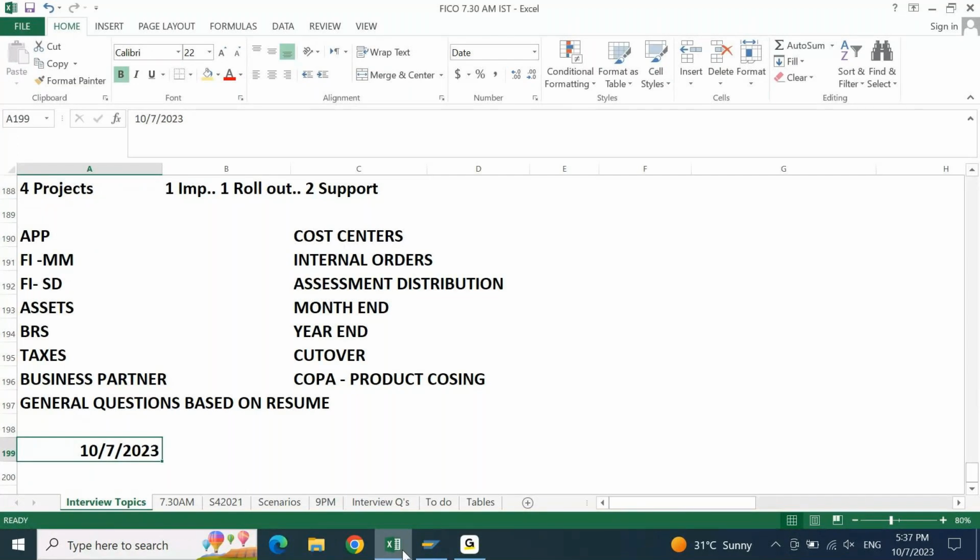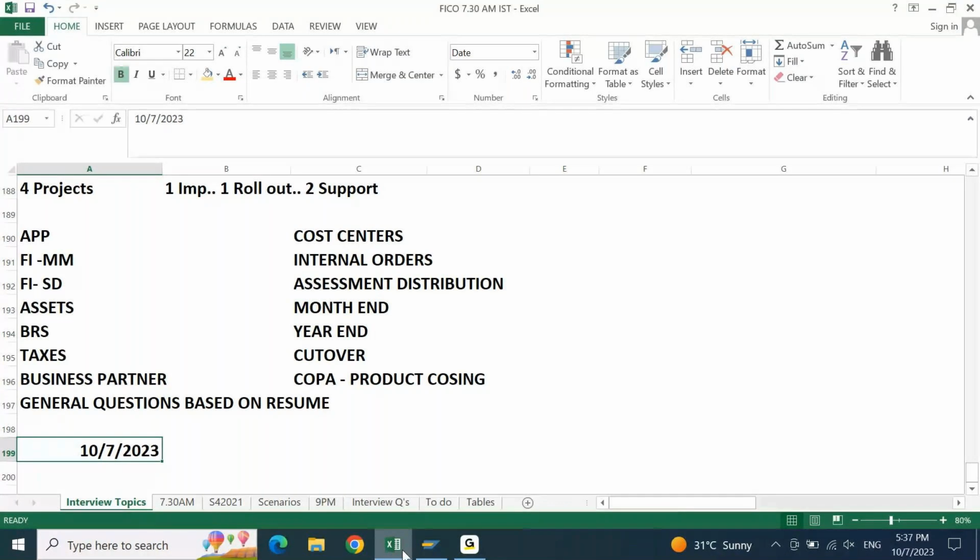What is happening in the SD module which is triggering an accounting entry on the FI side, we need to clearly understand. Whenever you talk about any customer, basically what we do with the customer is sell to the customer. Whenever you are selling to a customer, you can sell an asset, you can sell a product, or you can sell a service.